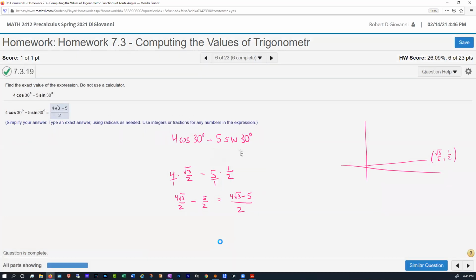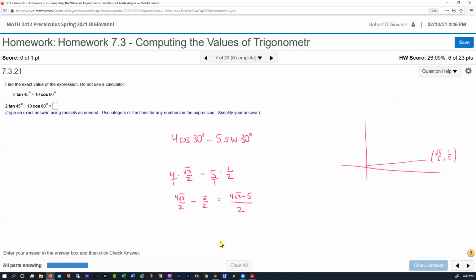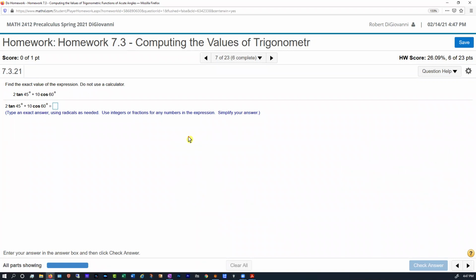Good. Now, the next one is very similar. We're going to be doing 2 tangent of 45 degrees plus 10 cosine of 60 degrees. All right, so we're going to need to know what's happening. First, let's look at the 45. 45 degrees. This is root 2 over 2, root 2 over 2. And tangent of 45 will be the y divided by the x. And those are the same values. So when you take something and divide it by itself, you get 1.